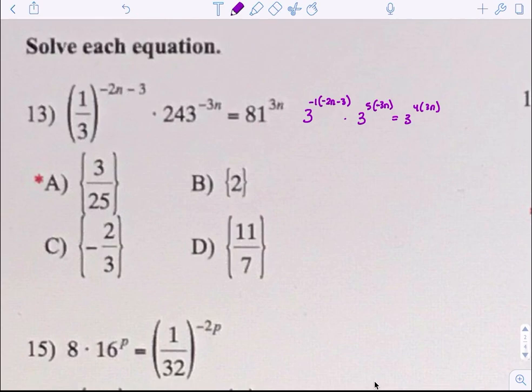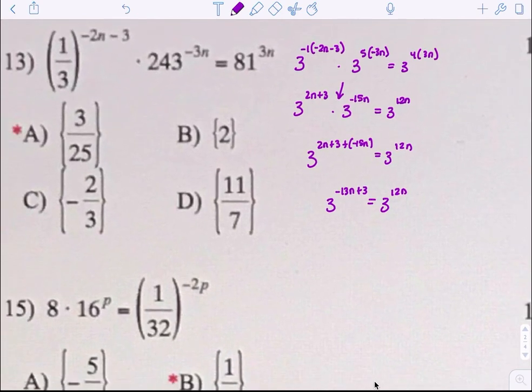Alright, so let's simplify this by distributing. So 3 to the 2n plus 3 times 3 to the negative 15n, and 3 to the 12n. Now remember, when you have multiplication, you just add the exponents. So 3 to the 2n plus 3 plus negative 15n is equal to 3 to the 12n. So on this side, we're going to get 3 to the negative 13n plus 3 is equal to 3 to the 12n.